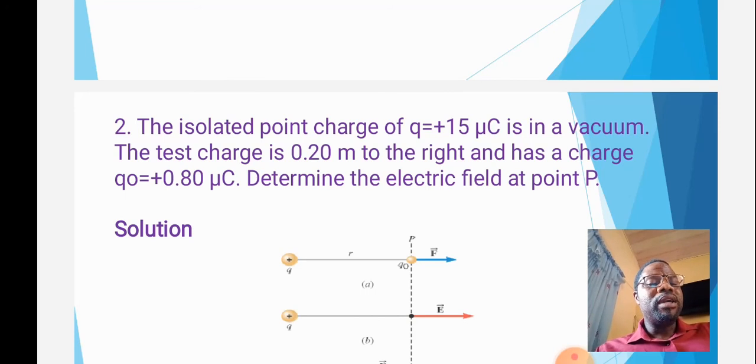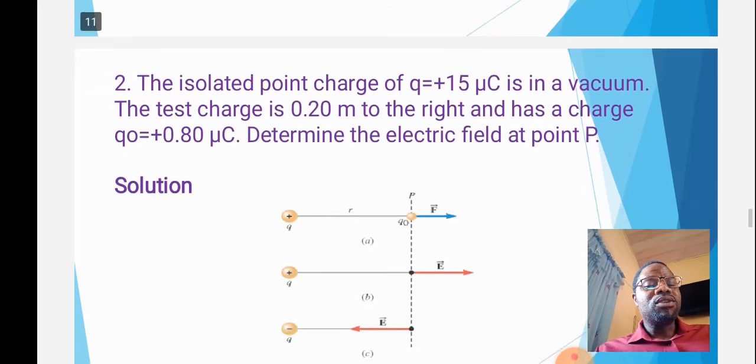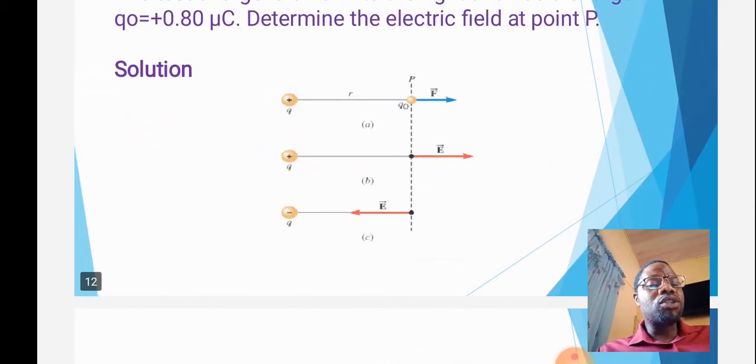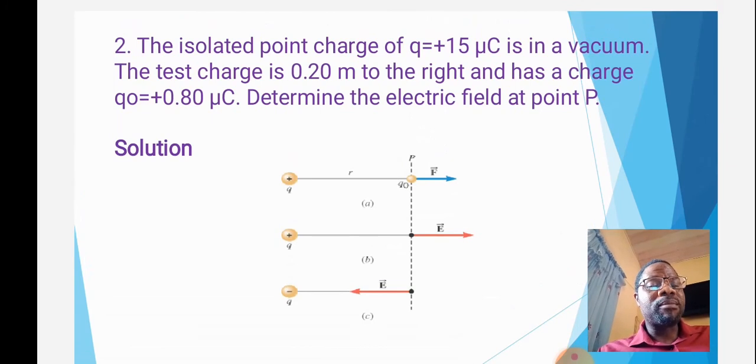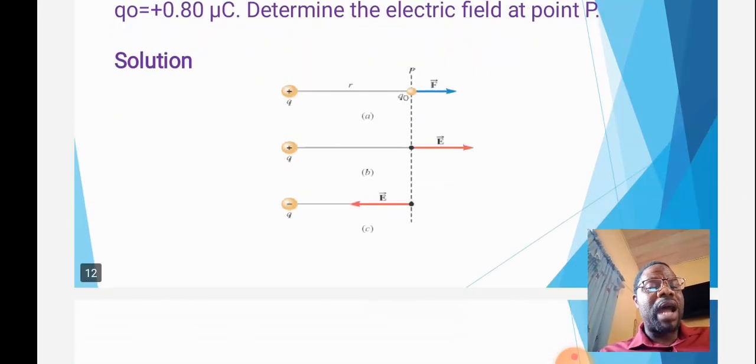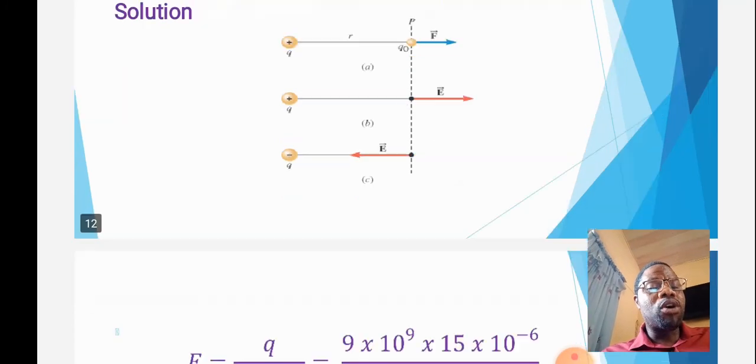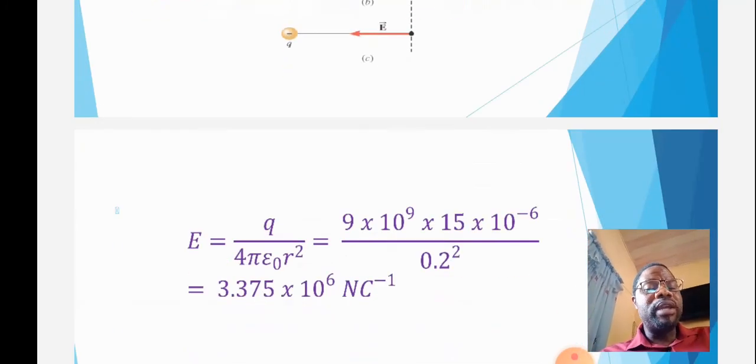So you see the diagram shows the force experienced by the charge at the point P. Now we calculate the electric field at that point as shown in the second question. Now we say E is equal to Q over 4 pi epsilon 0 r square, and that will be equal to 9 times 10 raised to the power 9 multiplied by 15 times 10 to the power minus 6 divided by 0.2 square.